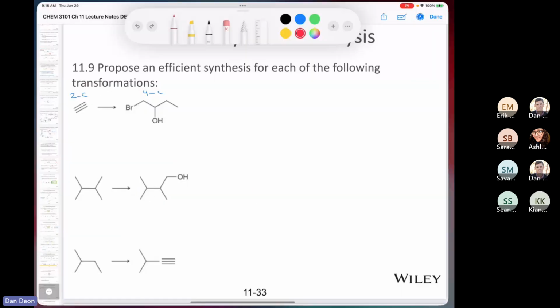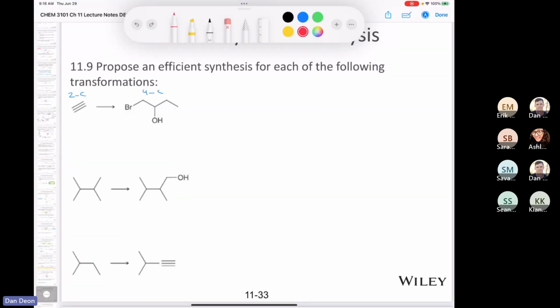All right. So let's pick up where we left off by taking a look at these synthesis problems. The first one, we're making a halohydrin. And the only way we know how to make a halohydrin is from an alkene. And what else? Well, we're starting with acetylene, and we have to add 2 carbons. So the first thing that we're going to do is add the 2 carbons to our acetylene.